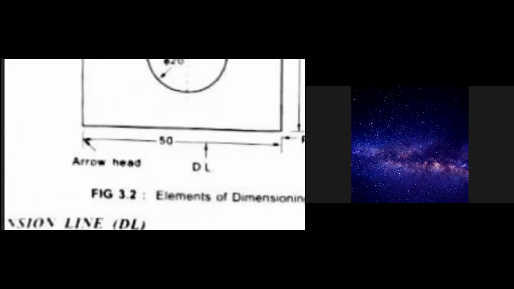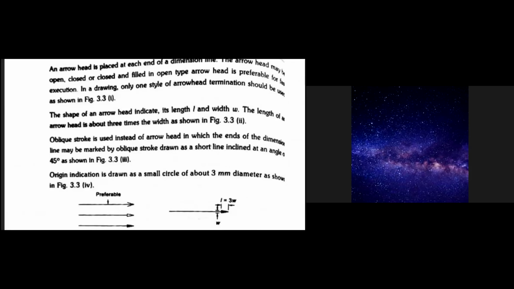So, see here. This is the starting point of the dimension line. That is our constructing line value, starting from this point, and this is the end point of the dimensioning line. These two are the termination lines, and we can express these termination points by arrowheads. There are different types of arrowheads: open arrow, closed arrow, and filled closed arrow.